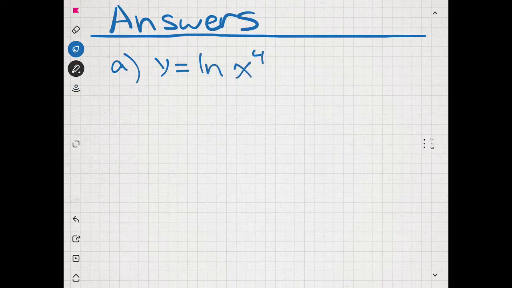This is very straightforward. Just like the rule we just learned, the derivative of any ln is just going to be 1 over x, and this whole thing is x. But please remember from our earlier class, chain rule applies in this case, and I'll show you how. So 1 over x to the power of 4. However, this is still a power function.